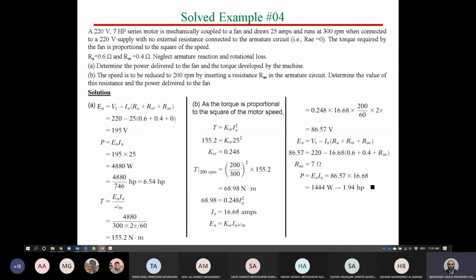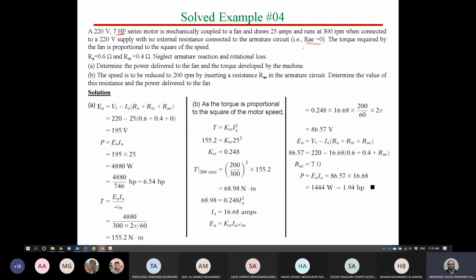Here, this problem is related to a series motor, not shunt or separately excited. So we have a 220 volt, 7 horsepower series motor mechanically coupled to a fan that draws 25 amps and runs at 300 RPM when connected to a 220 volt supply with no external resistance connected to the armature circuit, which means rheostat equals 0. So we have now an operating condition.